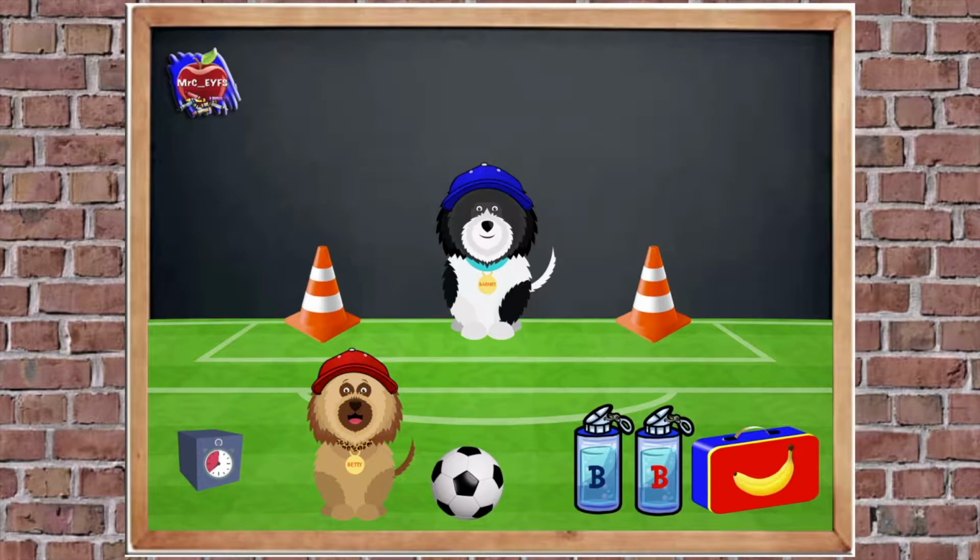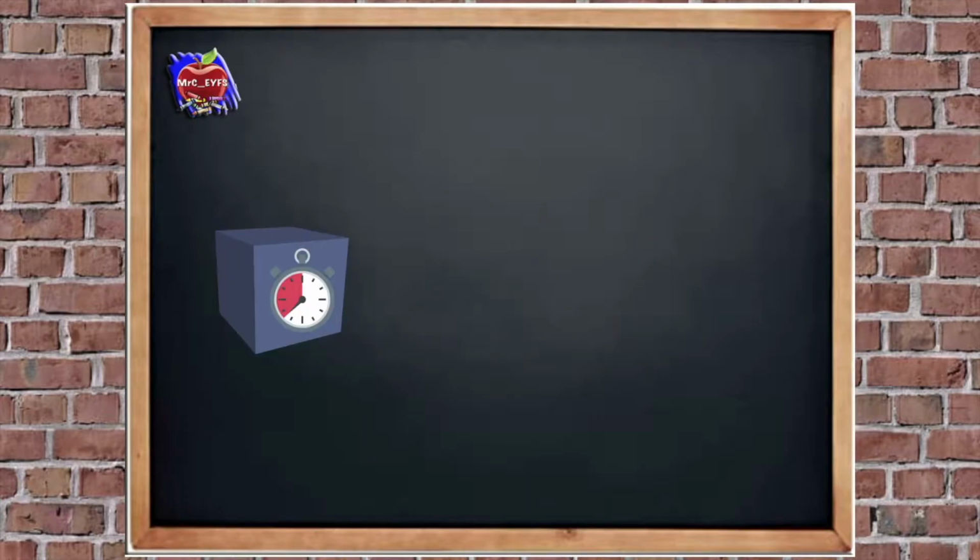Let's have a look at some of those 3D shapes, starting with the stopwatch. Do you know the special name for this shape? Right, this one is a cube. Let's look at a cube, and what I'm going to do, I'm going to make it move so it's going to spin so we can see all around it. So look carefully and tell me, what shapes can you see on this cube? What did you see? What shapes?